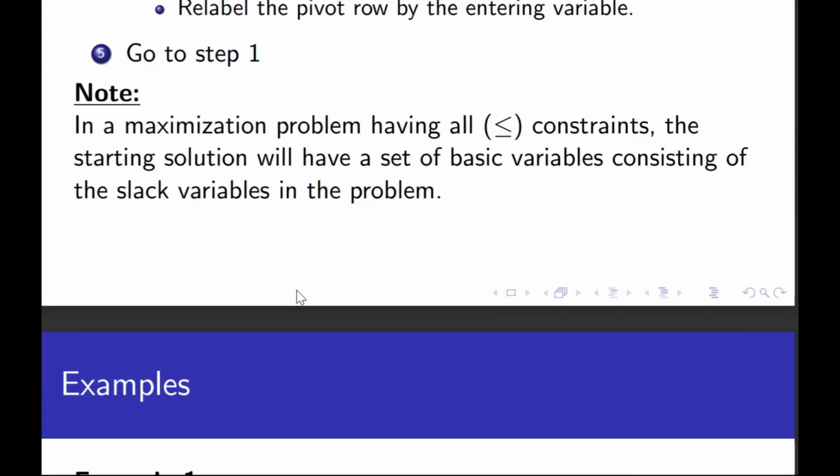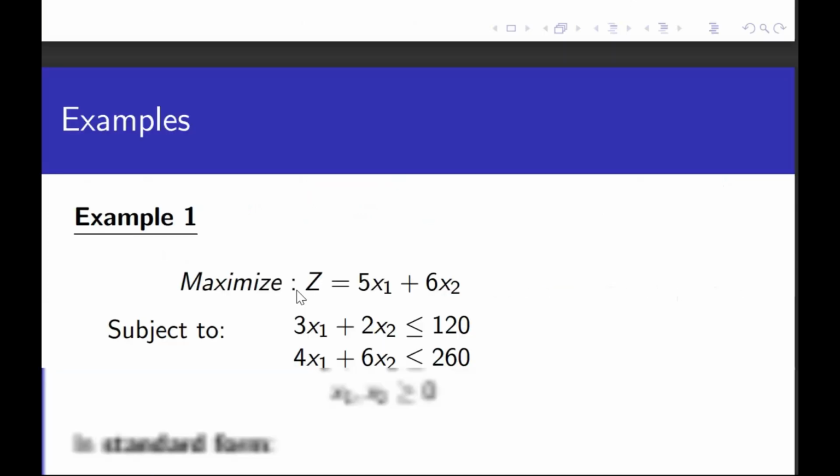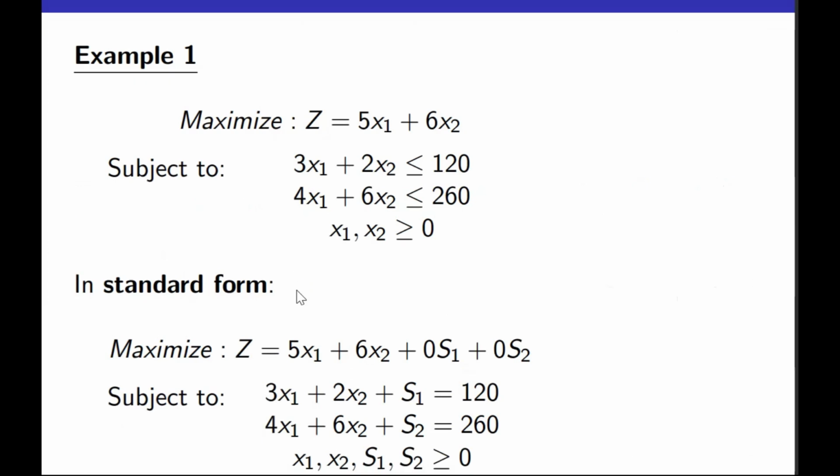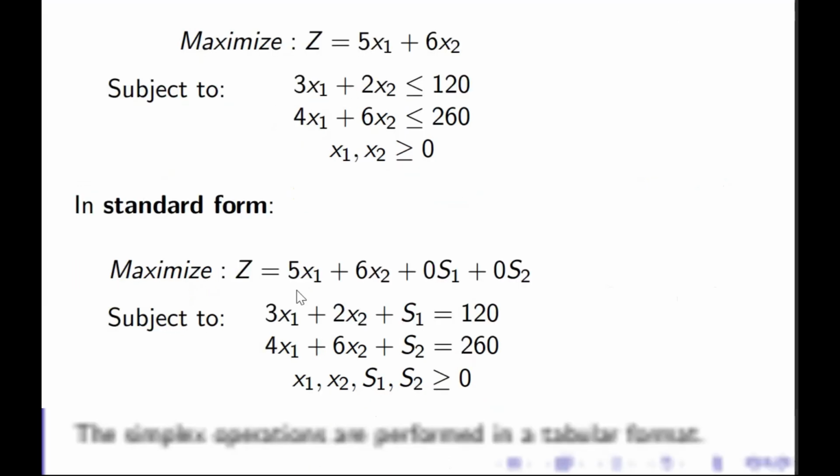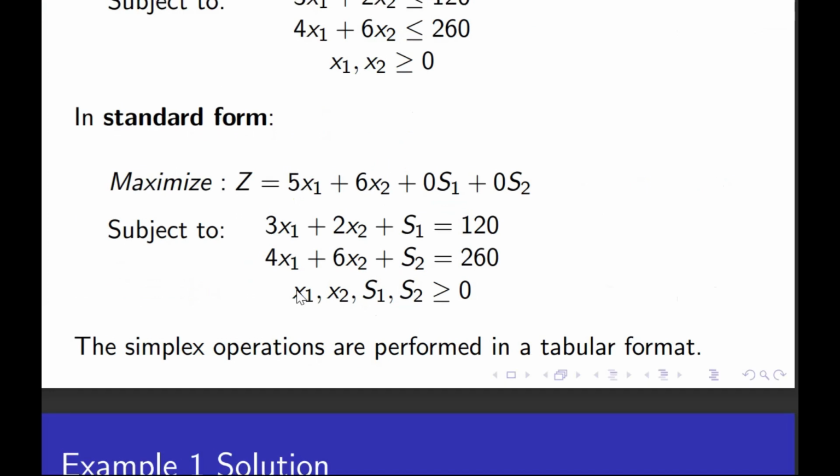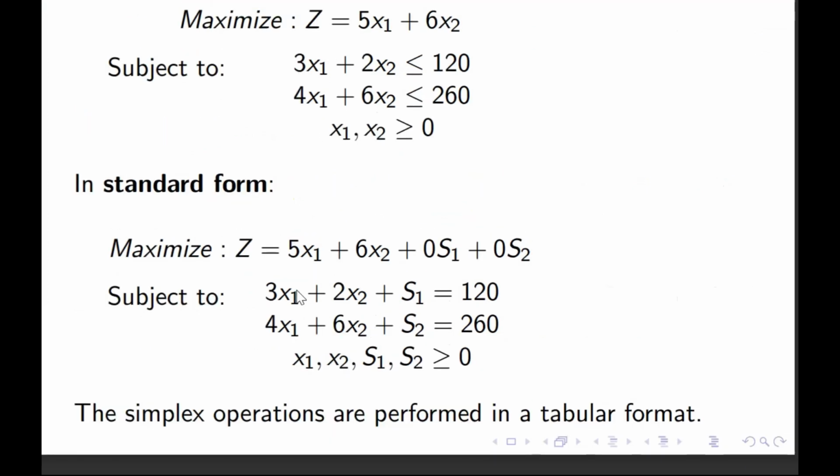In a maximization problem having all such constraints, the starting solution will have a set of basic variables consisting of the slack variables in the problem. So we have an example. Maximize z = 5x1 + 6x2, subject to 3x1 + 2x2 ≤ 120, 4x1 + 6x2 ≤ 260, x1, x2 ≥ 0. In standard form, we have maximize z = 5x1 + 6x2 + 0s1 + 0s2, with 3x1 + 2x2 + s1 = 120, 4x1 + 6x2 + s2 = 260, x1, x2, s1, s2 ≥ 0.